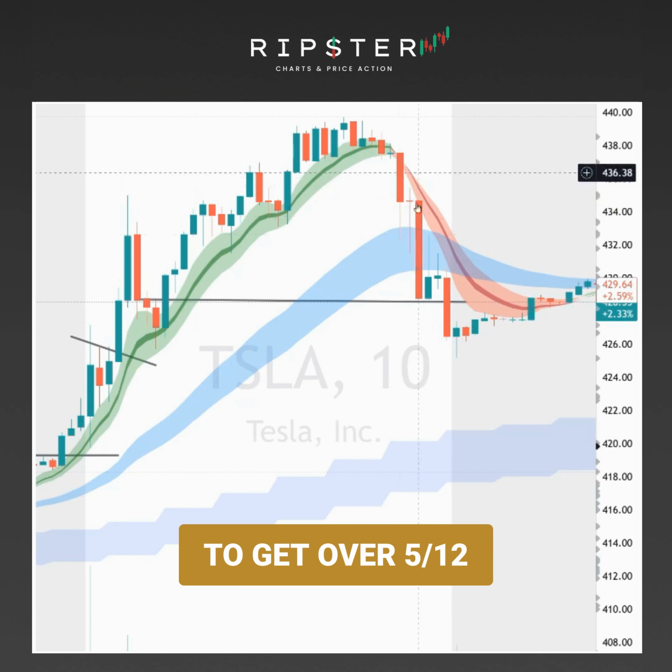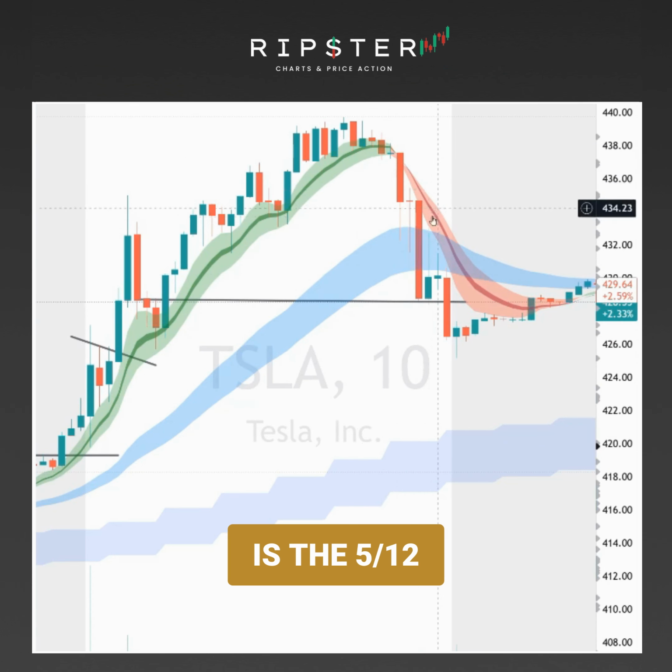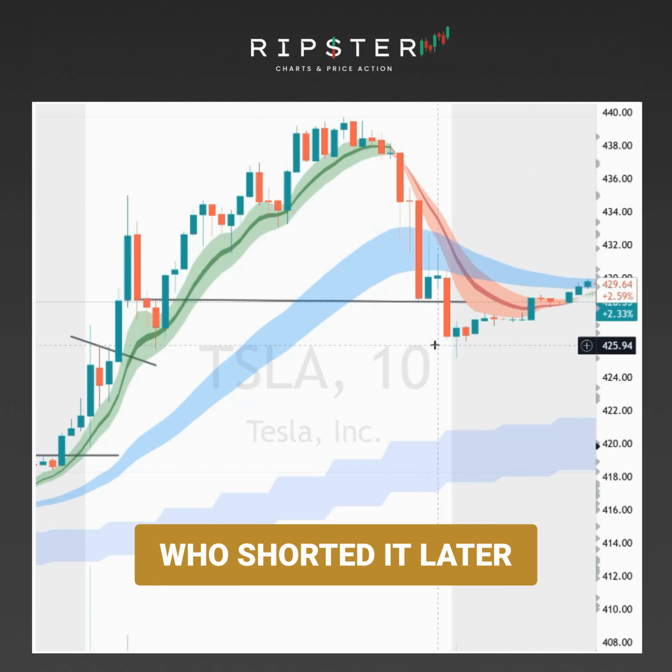If it's not able to get over 512s, you can still short it, but you can't short at the bottom because your risk is the 512s. I was early, but even those traders who shorted it later made a good lot of profits.